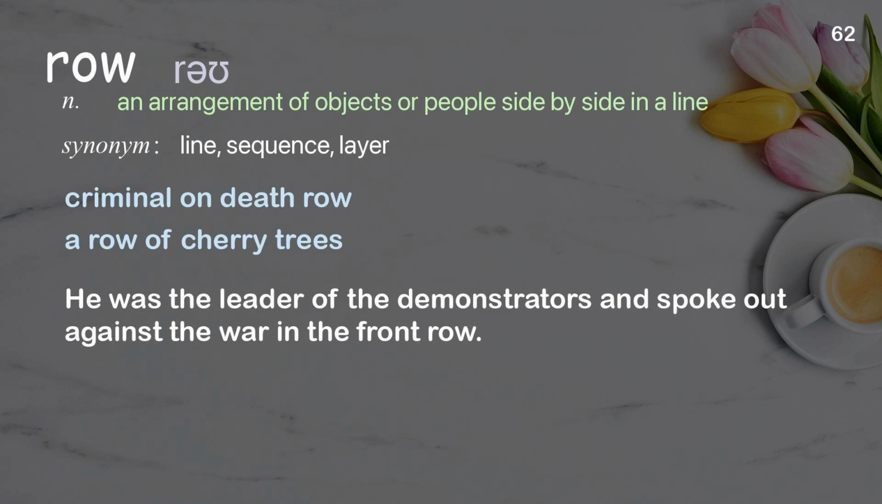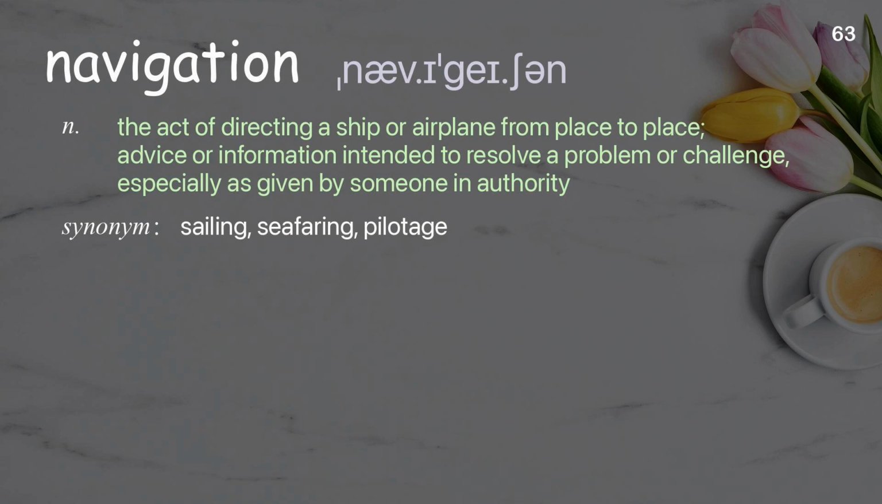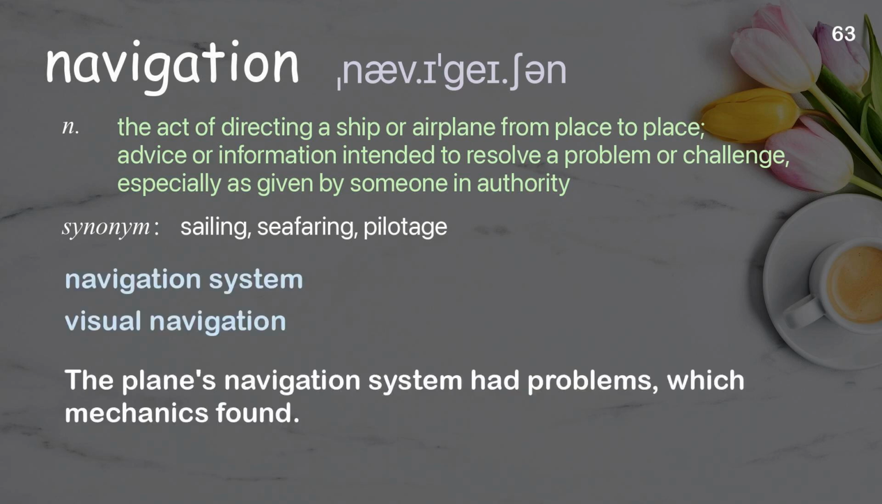Navigation. The act of directing a ship or airplane from place to place, advice or information intended to resolve a problem or challenge, especially as given by someone in authority. Examples: Navigation system. Visual navigation. The plane's navigation system had problems, which mechanics found.